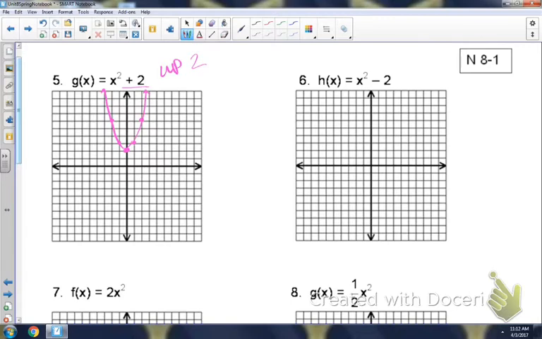Alright, so notice 6, we don't have parentheses, and then it says minus 2, so that will be going down 2. So shift your vertex down 2, and then the points are the same. Right 1 up 1, right 2 up 4, and then right 3 up 9. You can plot that one, and then same thing on the other side of your vertex or axis of symmetry if you want to draw that.